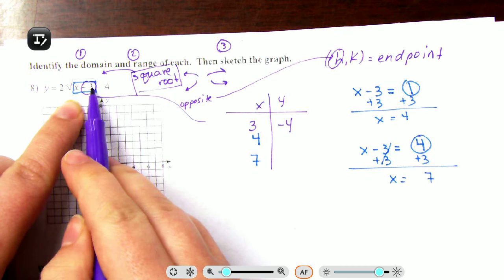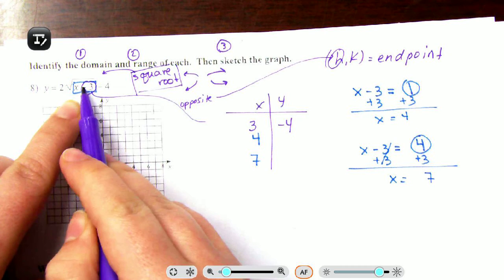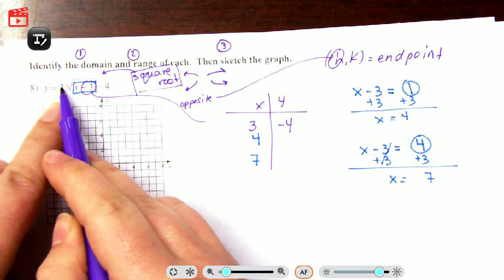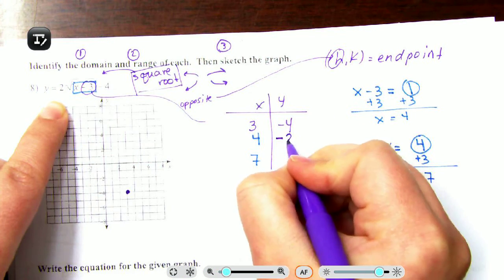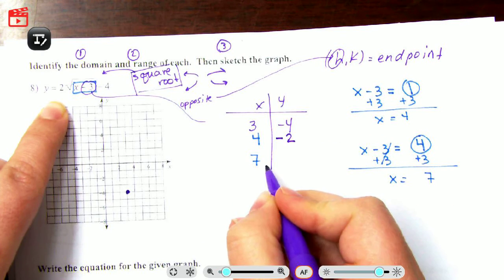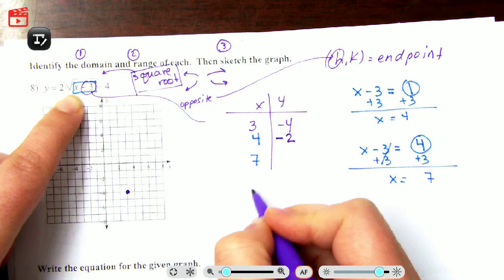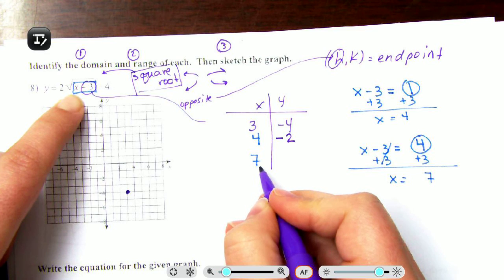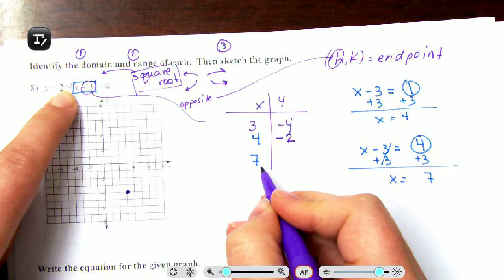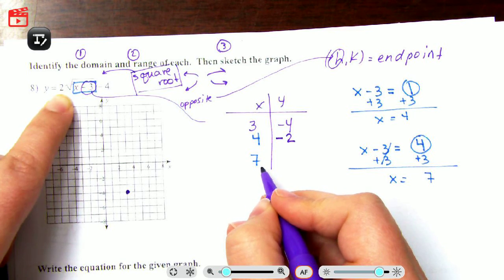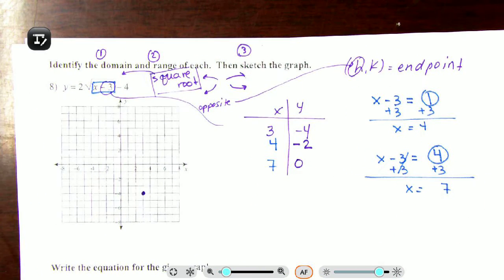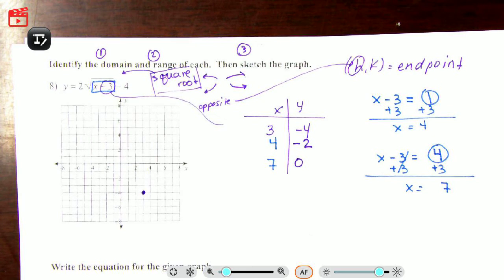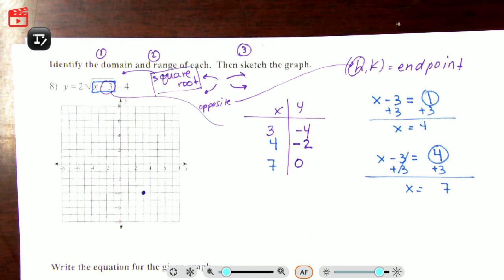Let's plug in 4. 4 minus 3 is 1. The square root of 1 is still 1. 1 times 2 is 2. 2 minus 4 is negative 2. Now x equals 7. So 7 minus 3 is 4. Square root of 4 is 2. 2 times 2 is 4. 4 minus 4 is 0. And again, for questions like this, you want at least 3 points. 2 is not enough. You want 3 points.